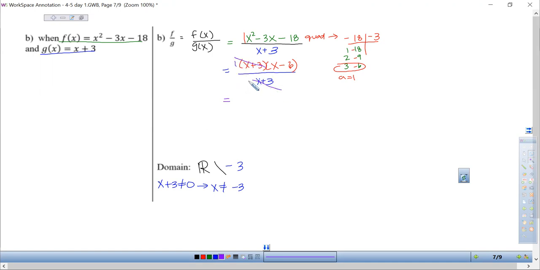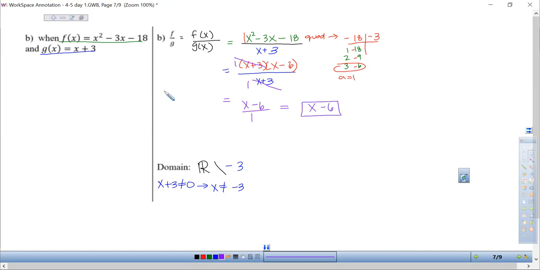We can reduce because x plus 3 divided by x plus 3 is 1. So we end up with x minus 6, technically over 1. Remember, when the 1 is in the denominator, though, we can ignore it. So our answer here is just x minus 6.